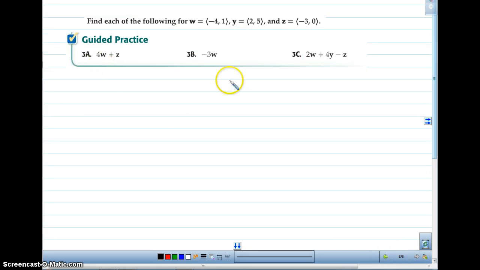3 really simple practice problems for you. One's just a scalar multiplication. The other 2 are addition and subtraction. Try these on your own.